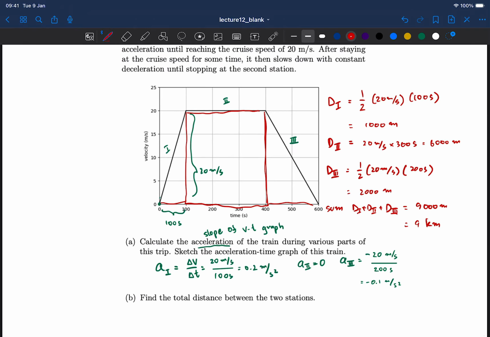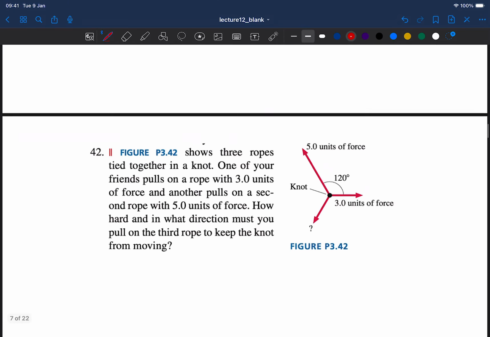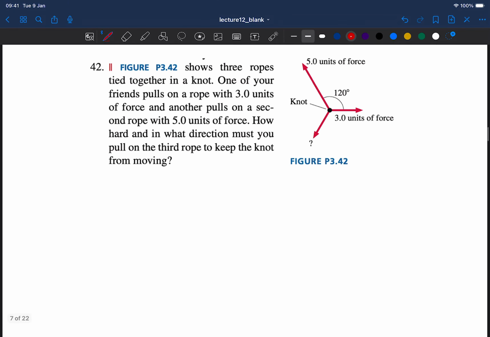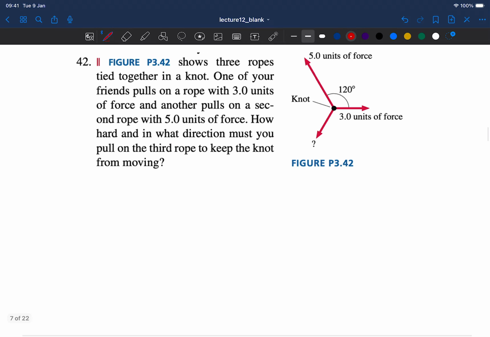Okay, if this is fine, then let's move to the next question. So this one is quite a simple one. I just want to make sure that we know how to work with the angle of the vectors.